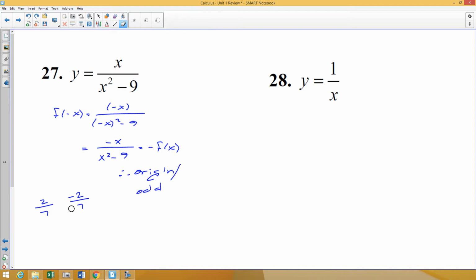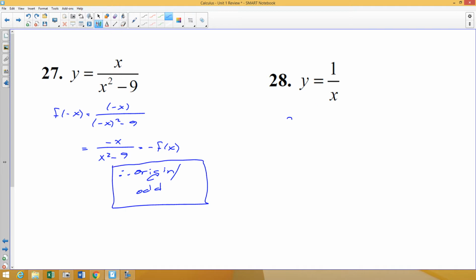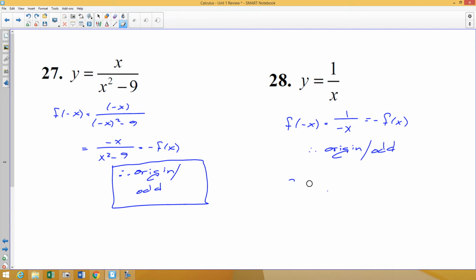So for a fractional, or a rational function to be odd, you need either everything on top or everything on bottom to change, but no combination. You don't want everything top and bottom to change, just one or the other. Number 28, if I plug in -x, this one's going to be really quick, because that would just be 1 over -x. And again, like I was saying earlier, if you take a fraction and you only change the sign of the bottom, that is the opposite of the original. So this is -f of x. So again, we have origin symmetry, or if you want to call it odd, I'm okay with that too.